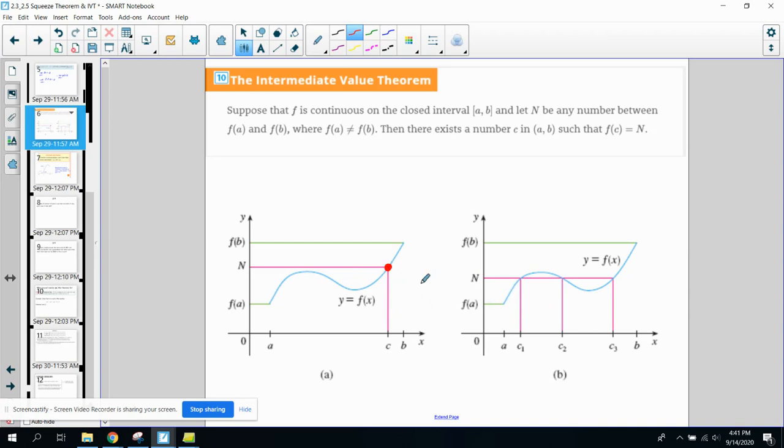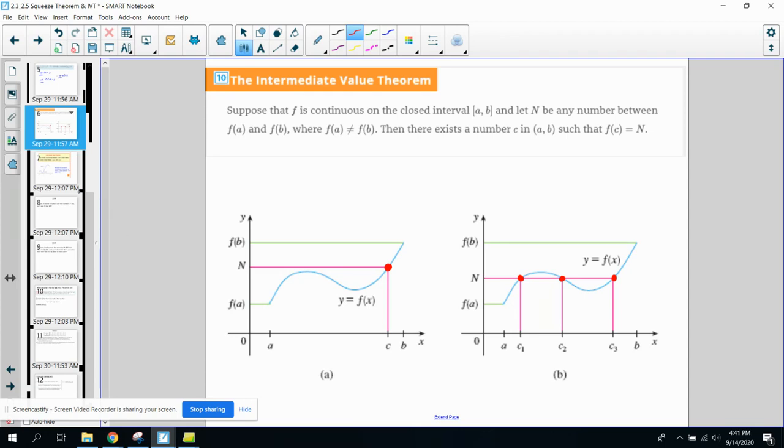But in graph B, we can see that there are multiple c values that have the same n. So here and here and here. So it has to be at least once that f of c is equal to n, but there can be multiple c's that have the same n value.